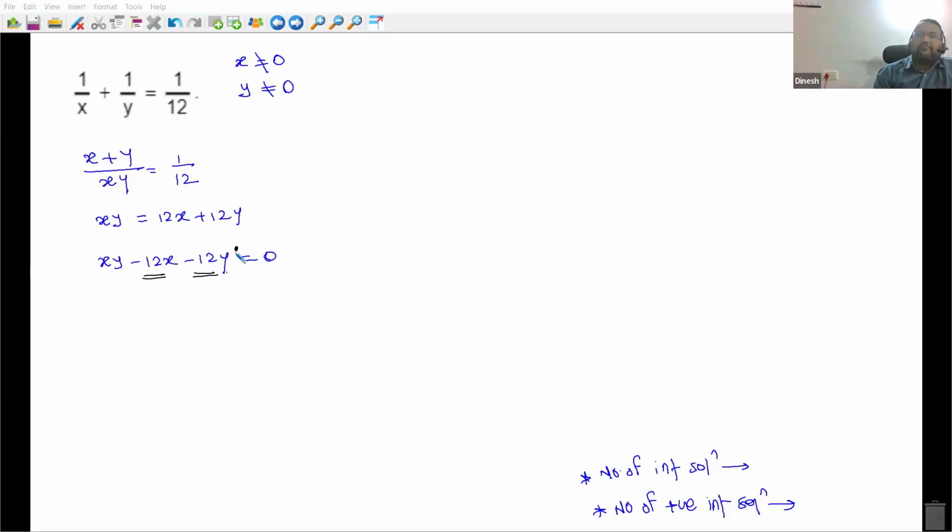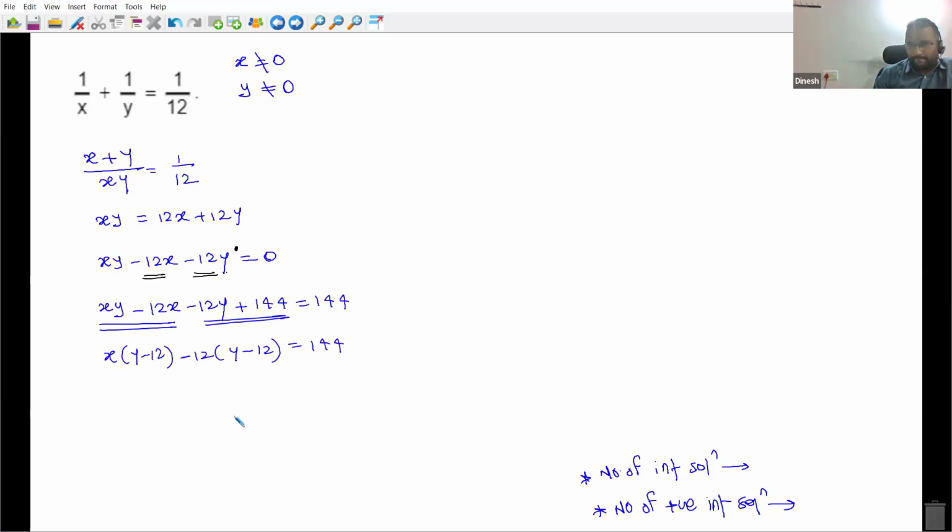So let's add 144 to both sides. Add 144 to both sides of this equation. From the first two terms, take x common, y minus 12. Next two terms, take minus 12 common, y minus 12 is equal to 144. Now take y minus 12 common, it is going to be x minus 12 into y minus 12 is equal to 144.